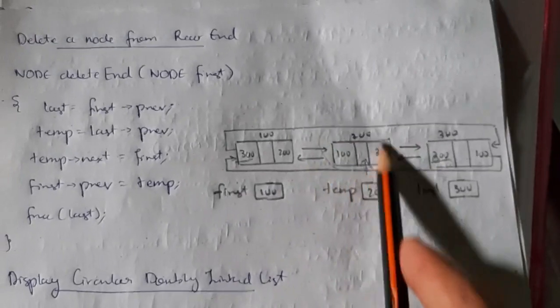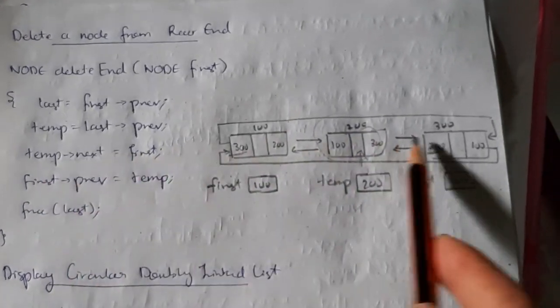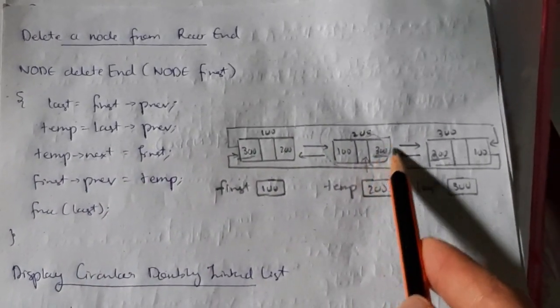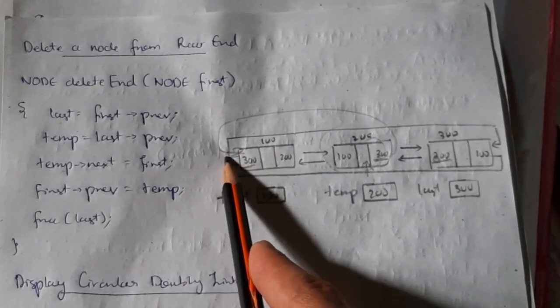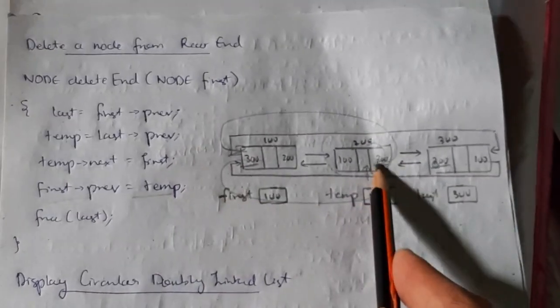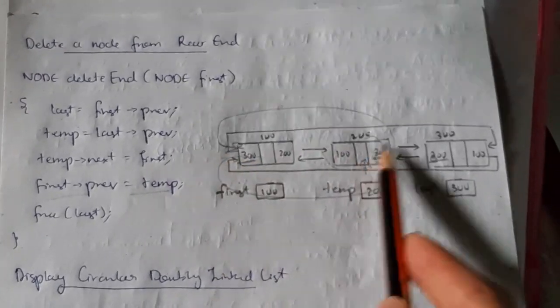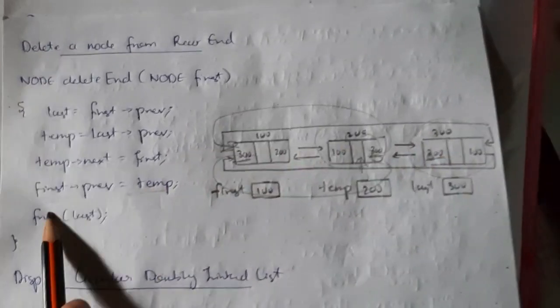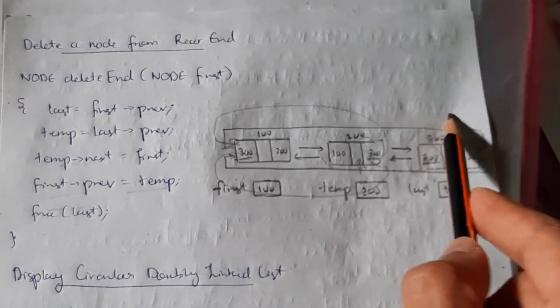Okay, second last node. Then temp arrow next is equal to first. Temp arrow next should point to the first here. Okay, I'll make a connection here, then first arrow previous is equal to temp, this will point to temp here. So in that way I have broken the connection from both the sides with this one, and I'll free last, and I have deleted the node from the rear end.